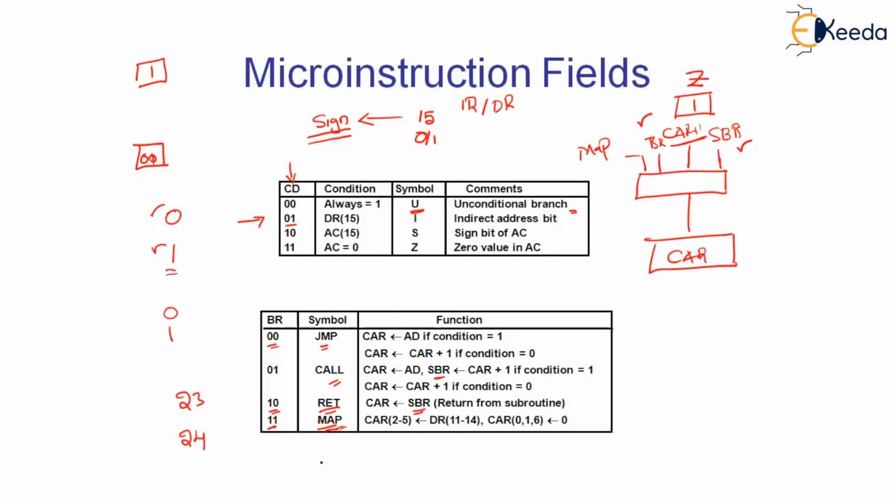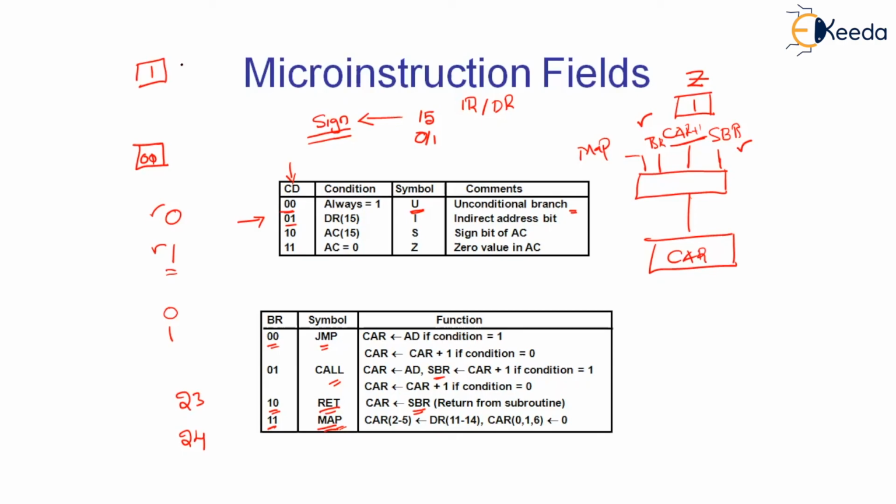If an unconditional branch has to be taken, then we will see the condition 00. That means that a flag which is always 1 is going to be checked, then a branch is going to be taken. Let us observe this: 00, 01, 10, 11: unconditional branch, indirect address, sign bit of AC, 0 value in AC. If the conditions are satisfied, the branch is going to be taken. Otherwise, the branch is not going to be taken.